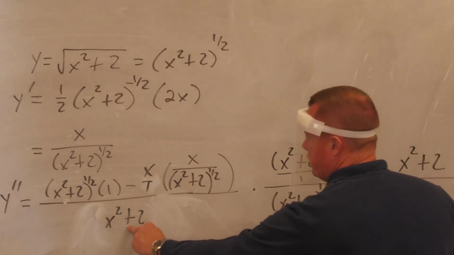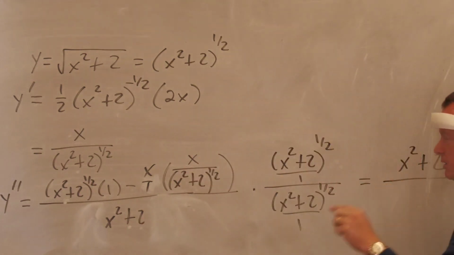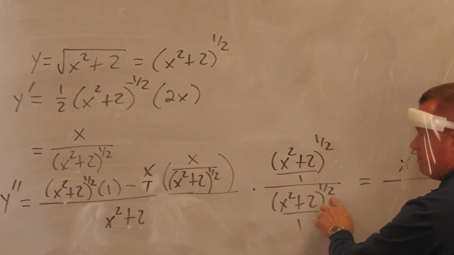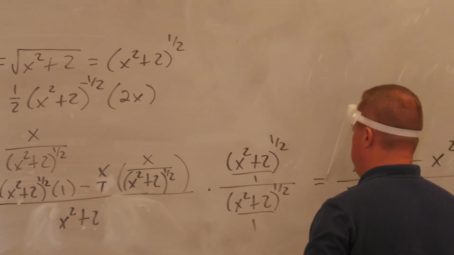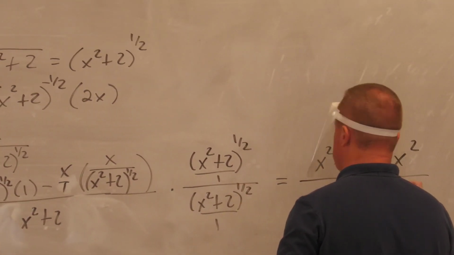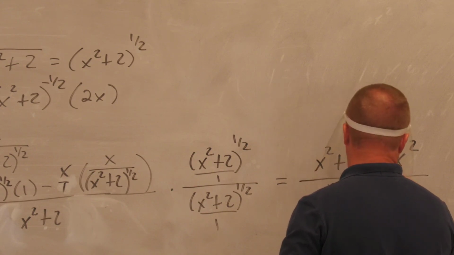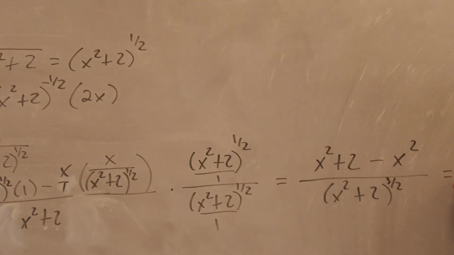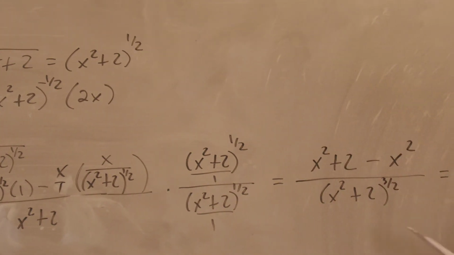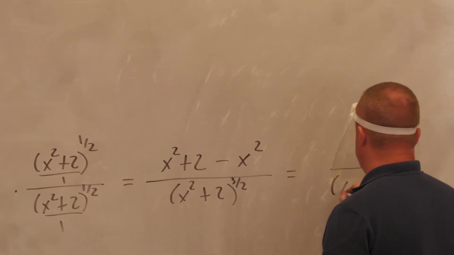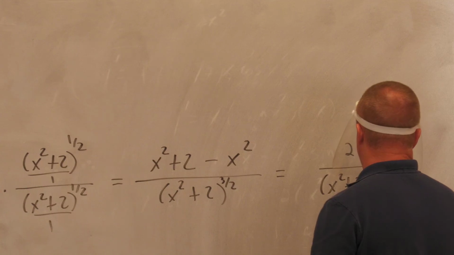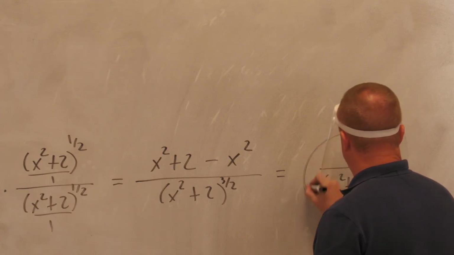I've got x squared plus 2 to the first power times x squared plus 2 to the 1/2 power. So I can add their exponents. I get x squared plus 2 to the 3/2 power. X squared minus x squared is 0, so my final answer for the second derivative is 2 over x squared plus 2 to the 3/2 power.